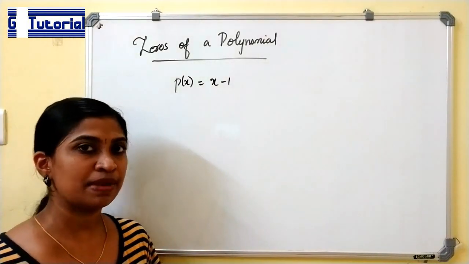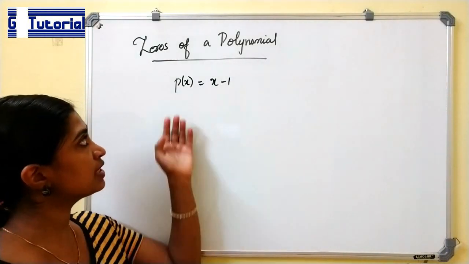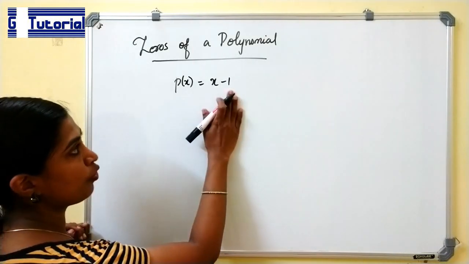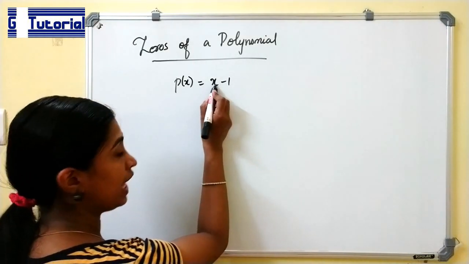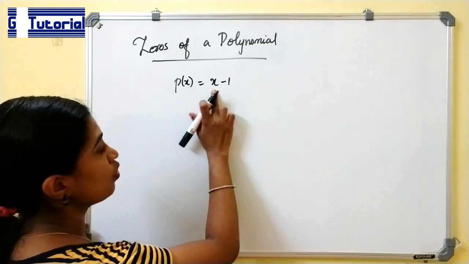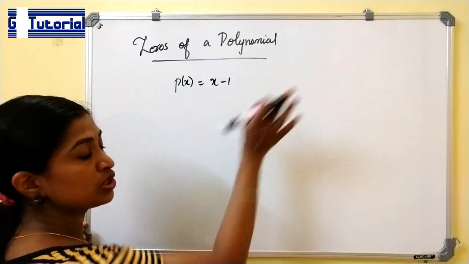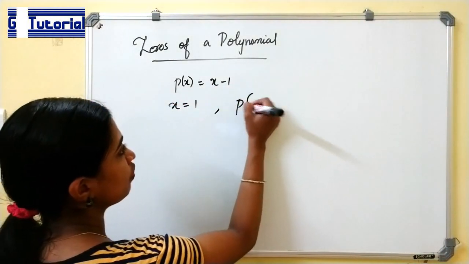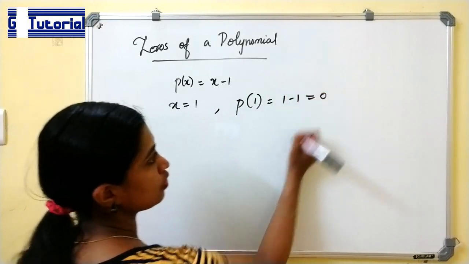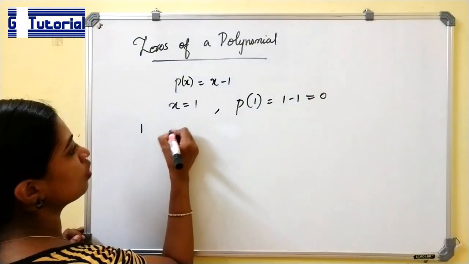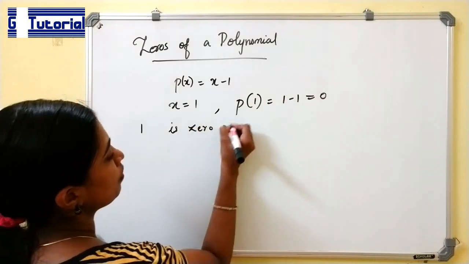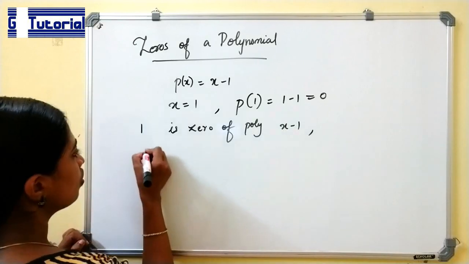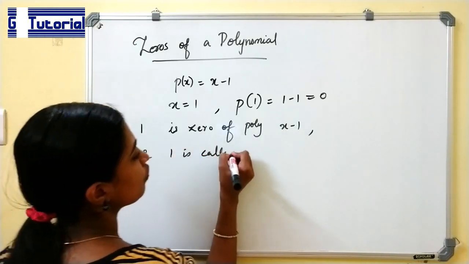Next, we can see what is meant by zero of a polynomial. If you are considering a polynomial x minus 1, then the zero of the polynomial is that value of x which, when substituted in this algebraic expression, equates the expression to 0. So, if you are substituting x is equal to 1, then we will get p of 1 as 1 minus 1, which is equal to 0.